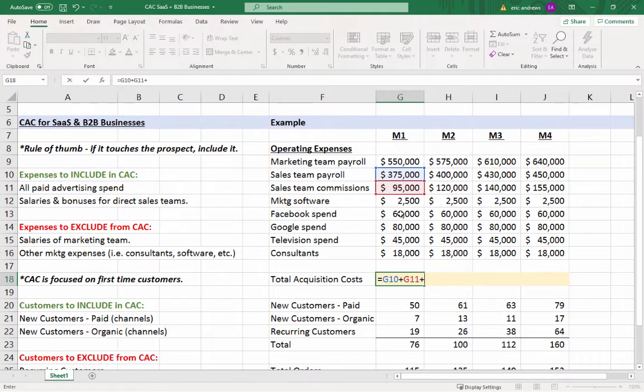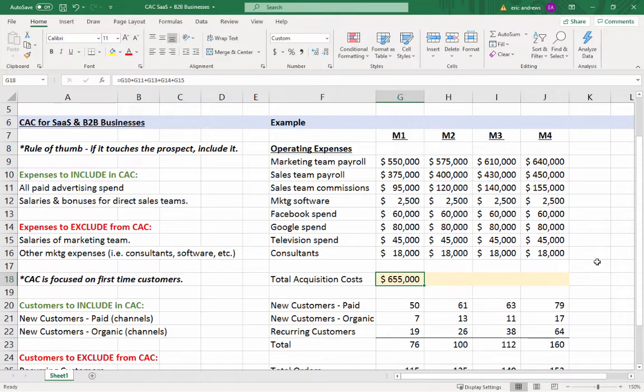Facebook spend. Yeah, that's advertising. We pay to advertise on Facebook. Include that. Google, same. Television spend? Absolutely. We pay to show commercials on television. Customers watch those commercials, and then they decide if they want to basically come to the website. Include that. Consultants? No. That has nothing to do with the customer.